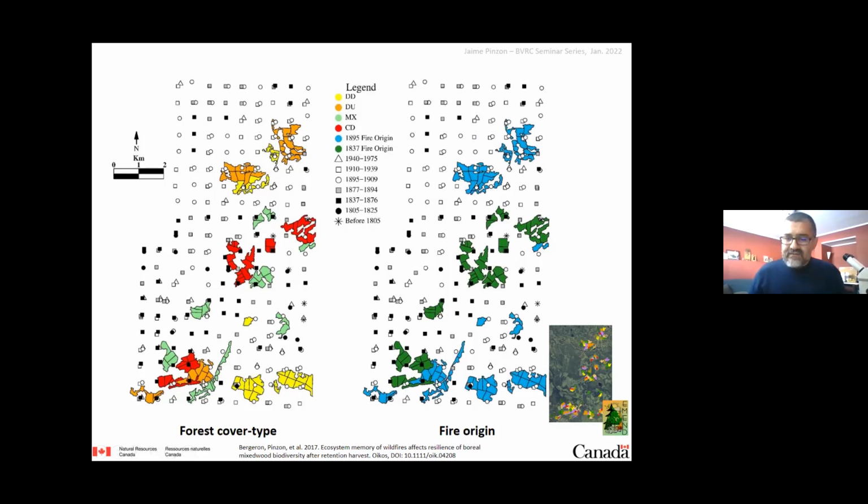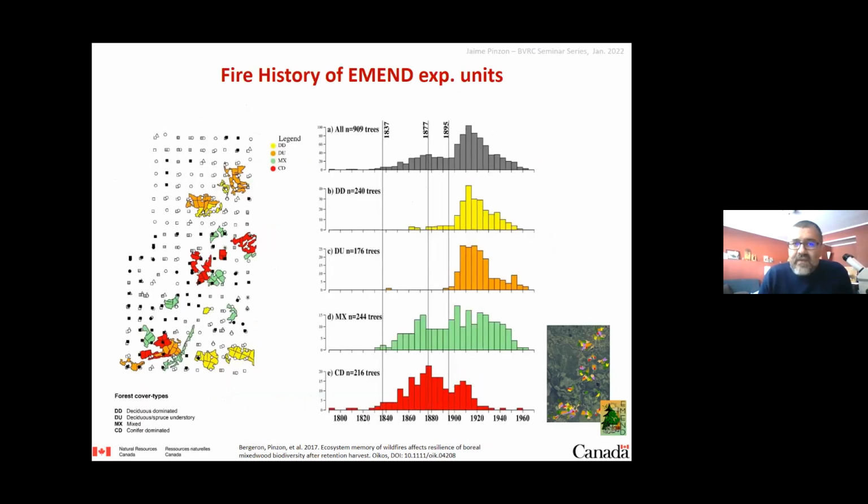So there's a very nice relationship between that fire origin and the current cover type across that landscape. Now we can start linking that fire history to the actual experimental units on the EMEND landscape, and when these different stands originated, to have an idea of the impact of the past on the present species compositions.